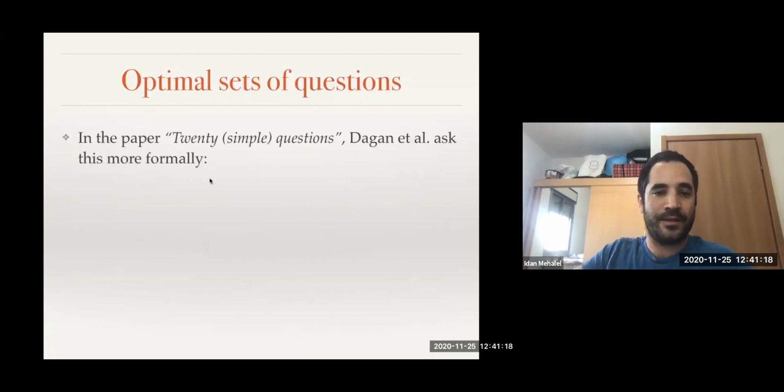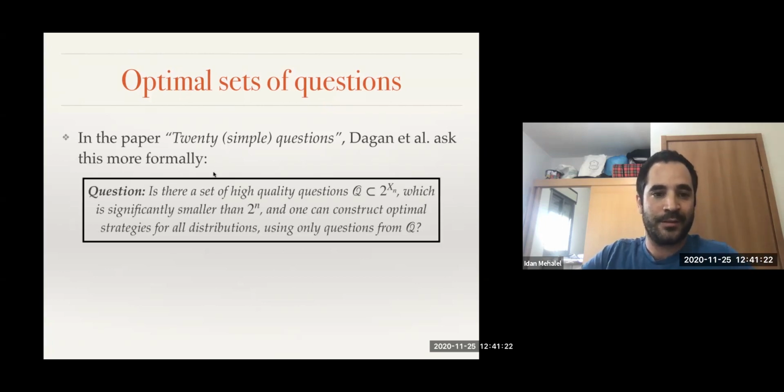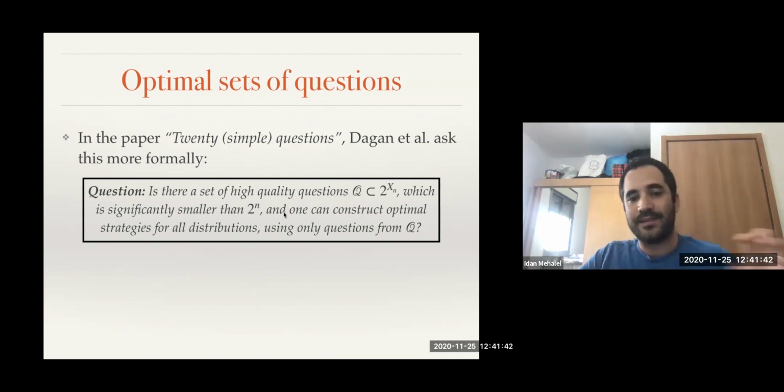In the paper 20 simple questions, Dagan et al. asked this formally. One of the questions they ask is: is there a set of high quality questions Q, which is a subset of the family of all 2 to the n questions, significantly smaller than 2 to the n, and yet one can construct optimal strategies for all distributions using only questions from Q?